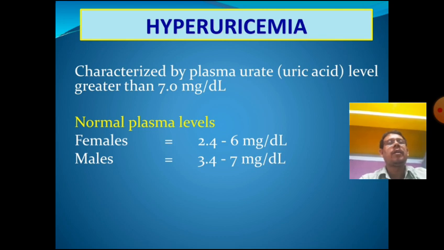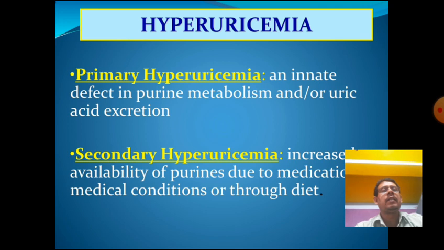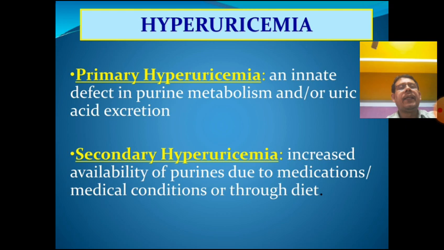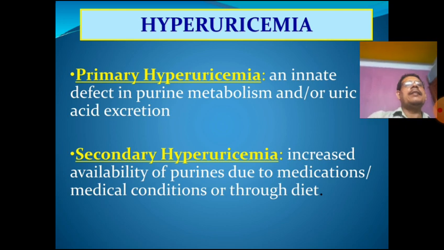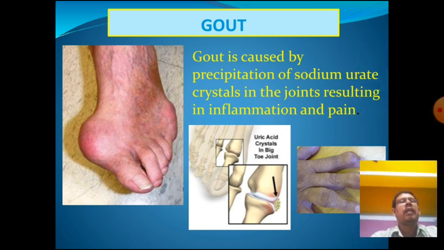In hyperuricemia, many problems occur in your system. First, primary hyperuricemia is an innate, that means natural, defect of purine metabolism and uric acid excretion. Secondary hyperuricemia is an increase in the availability of purine due to medication, a medical condition, or diet. If an excess amount of purine comes from the diet, degradation, or some medication, then secondary hyperuricemia is produced.